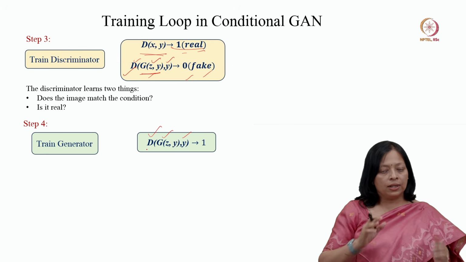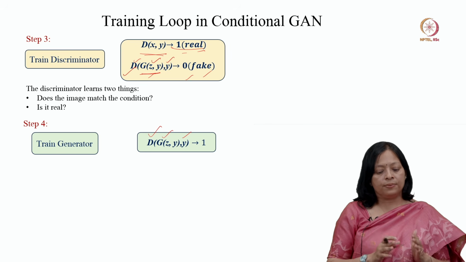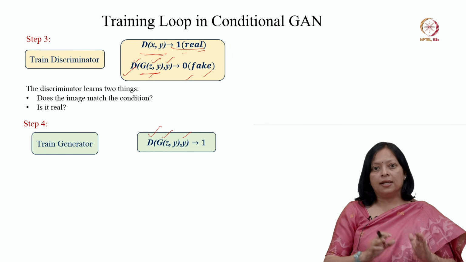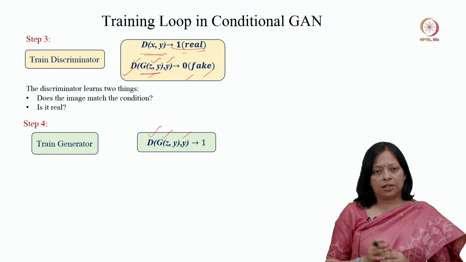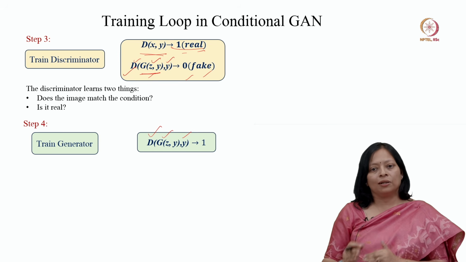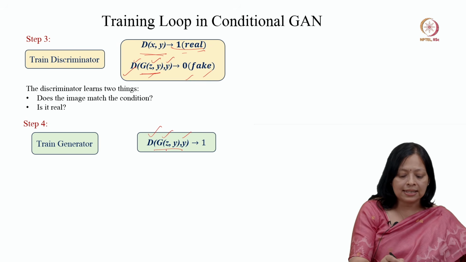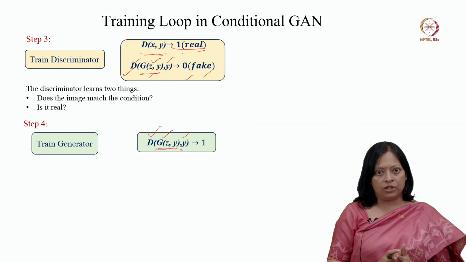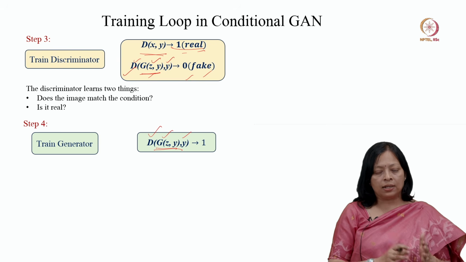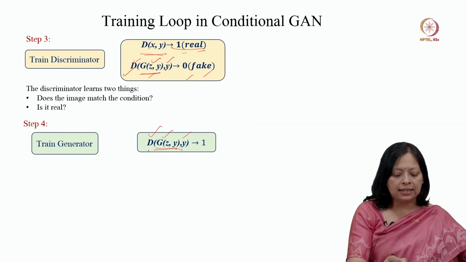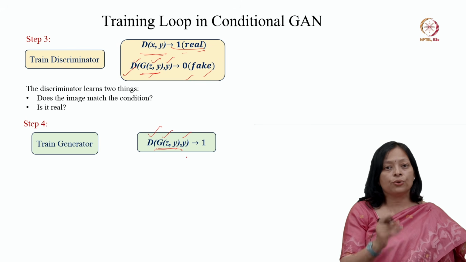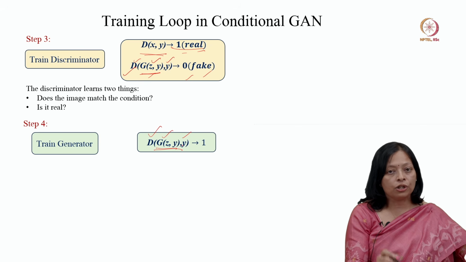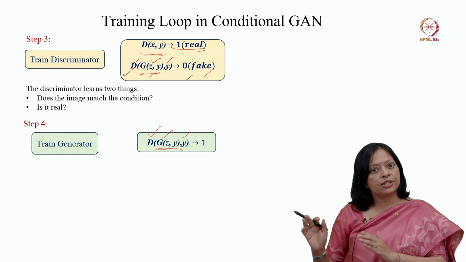For this one, when the discriminator gives the probability score, the generator tries to fool the discriminator. That means it tries to make the discriminator think that this is a real image, not a fake image. And for that, it tries to push the probability score D given by the discriminator for the image generated by the generator conditioned on Y towards 1.